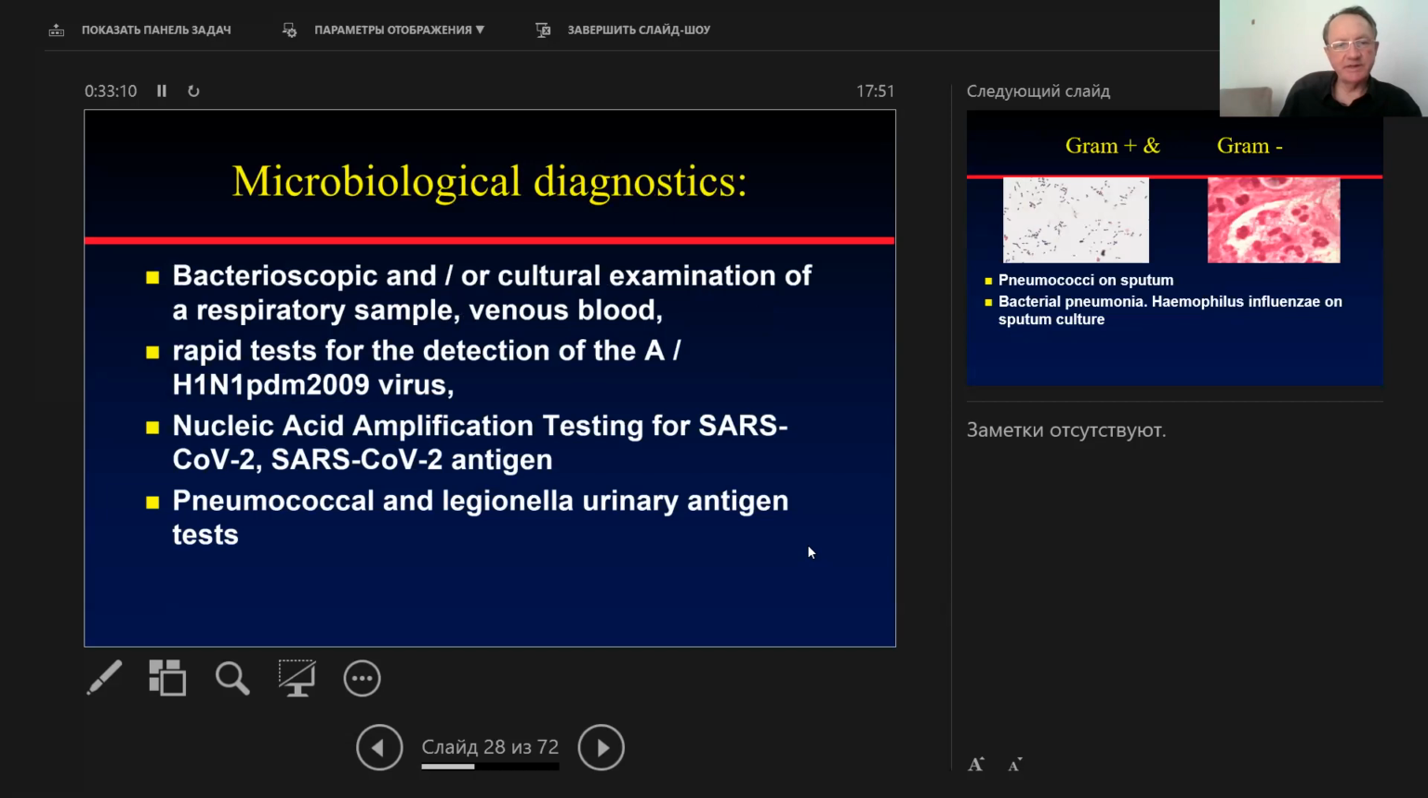Microbiological diagnostics include bacterioscopy and culture examination. We can obtain a respiratory sample and also venous blood. Rapid tests, for example, for influenza virus infection, nucleic acid amplification test by PCR for SARS-CoV-2, and SARS-CoV-2 antigen. Pneumococcal and Legionella urinary antigen tests are often used and very easy, and can be performed after the start of antibiotic therapy, by the way.